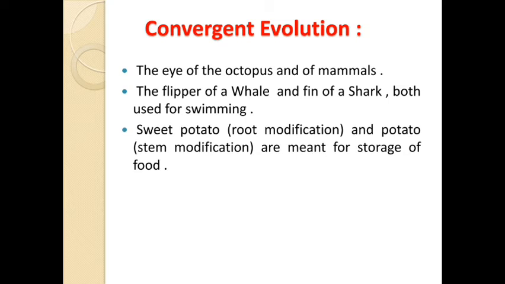What is the purpose of them? What is the function? To store food. So they have the same function, but their origin is different. When we see all these examples, we come to know that structures are different, but they show evolution to show the same function. Because of this, it is known as convergent evolution. So different structures converge towards showing the same function.